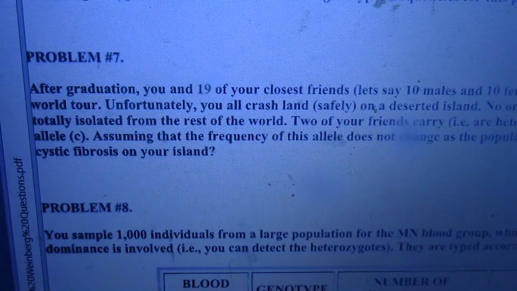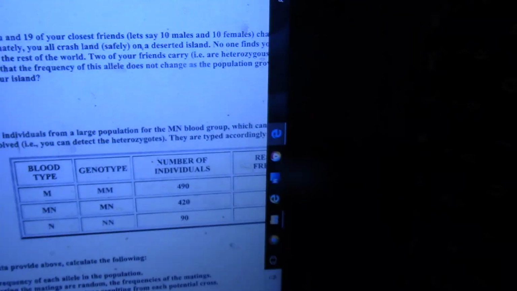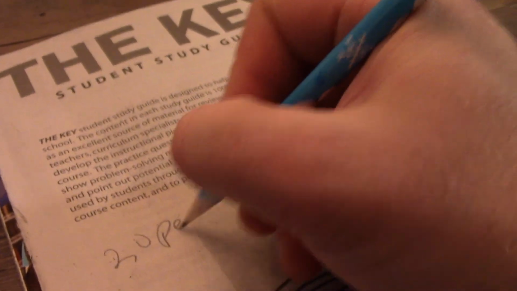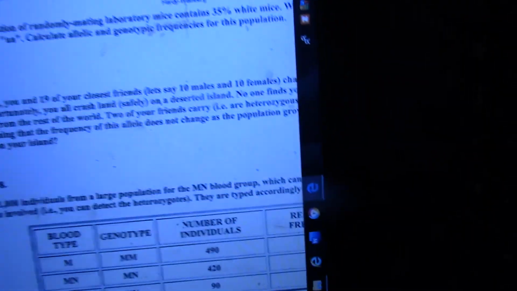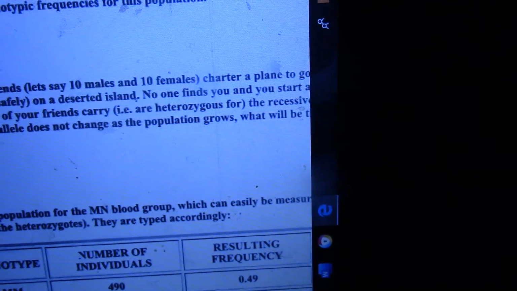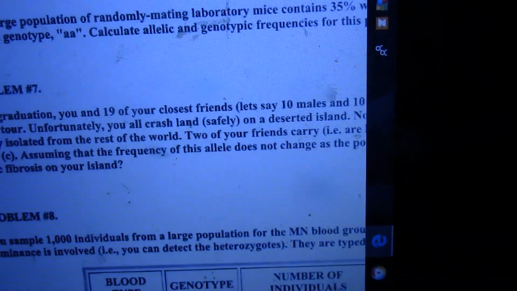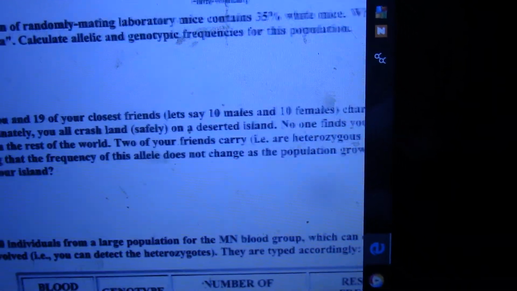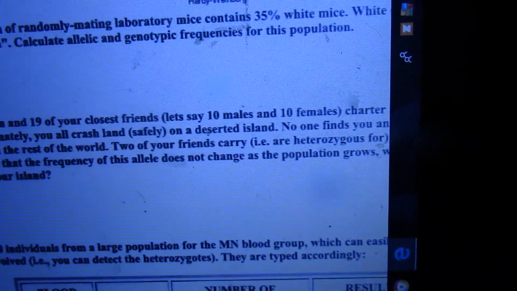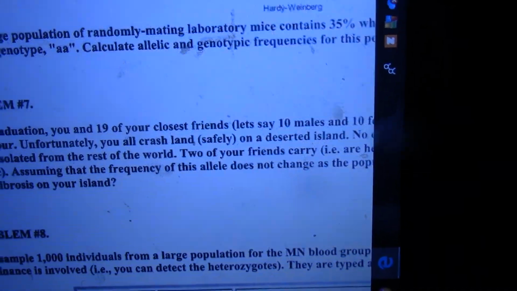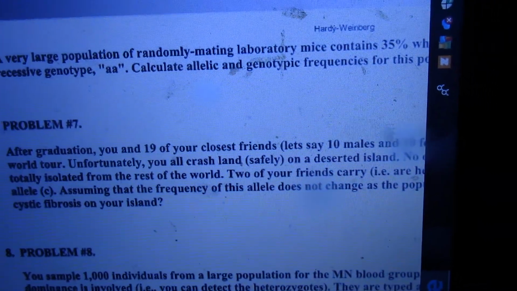So this says, after graduation, you and 19 of your closest friends. So let's just write some stats down. So there's 20 people. Okay. What you do is you charter a plane to go on a round the world tour. Unfortunately, you all crash land on a deserted island. No one finds you, and you start a new population. Totally isolated from the rest of the world. That might be great for some of us St. Tim's grads. That might be horrible for others.